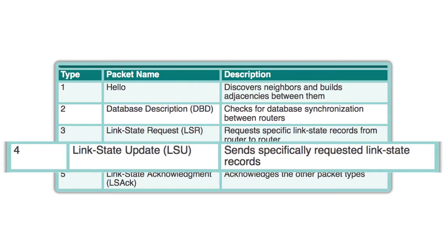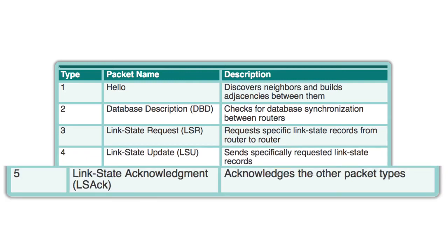The fourth type is the link state update packet, used to reply to link state requests and to announce new information. The link state update is also used to forward OSPF routing updates such as link changes. The fifth type is the link state acknowledgement packet. When a link state update is received, the router sends a link state acknowledgement to confirm receipt of the LSU. Now we will talk about some of these OSPF messages.